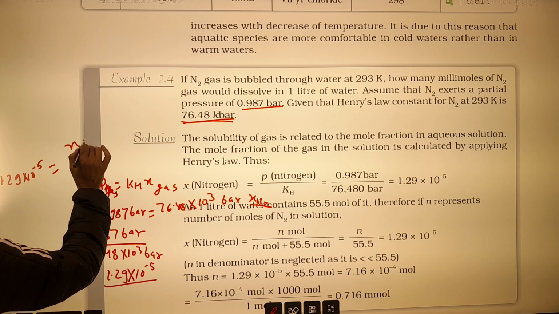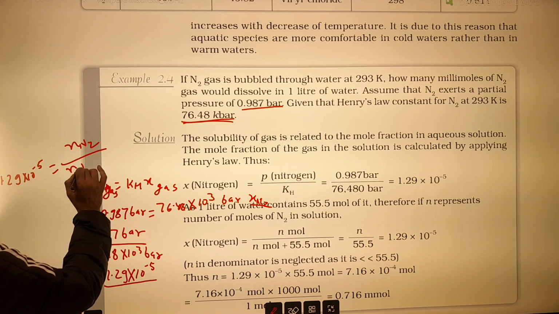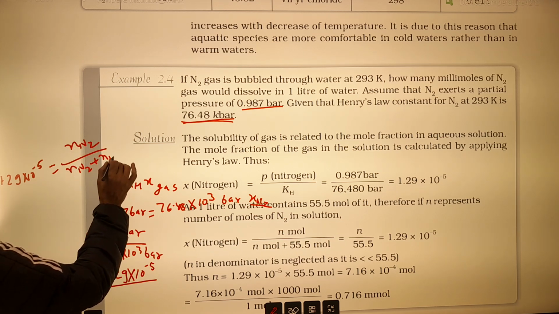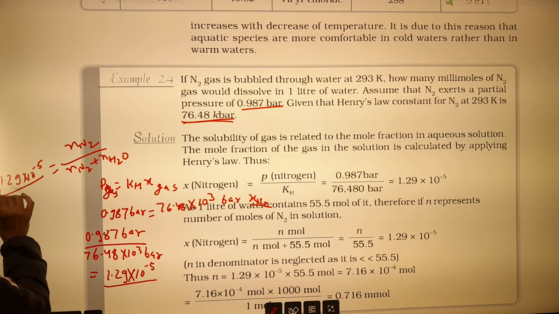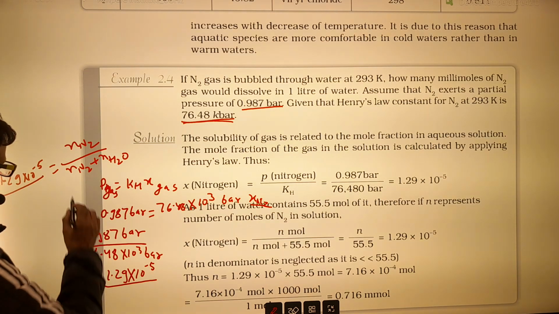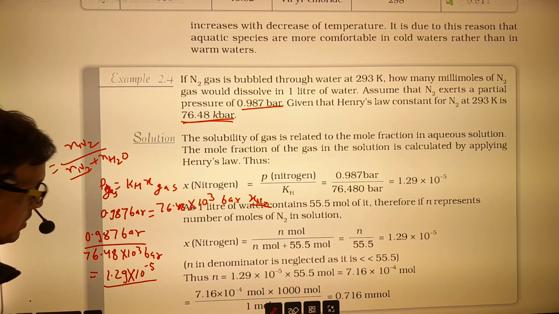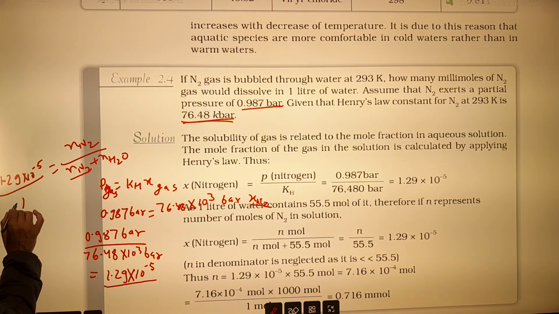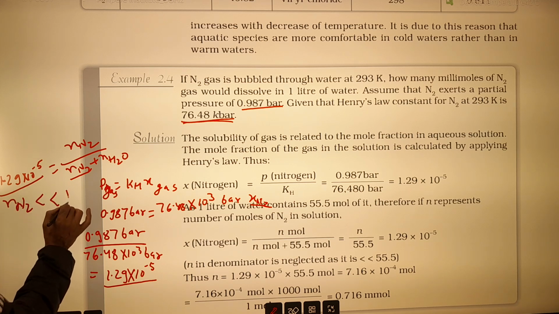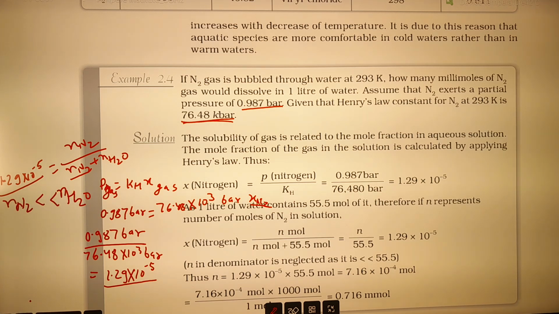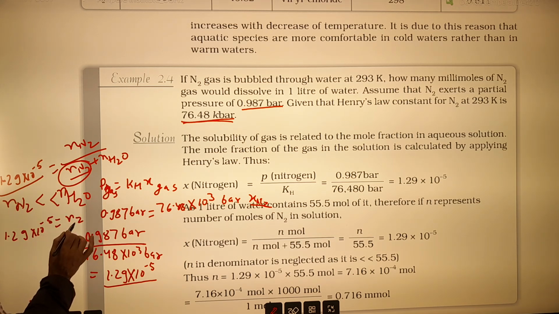will equal the number of moles of nitrogen upon the number of moles of nitrogen plus the number of moles of water. Now, this mole fraction is very small. That means a very small number of moles of nitrogen has dissolved in water, so the moles of nitrogen will be much less than that of water, and you can ignore it in the denominator. So 1.29 into 10 power minus 5 equals the number of moles of nitrogen upon the number of moles of water, which you will have to calculate.